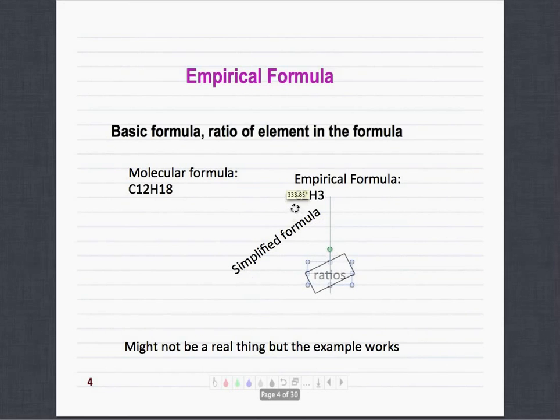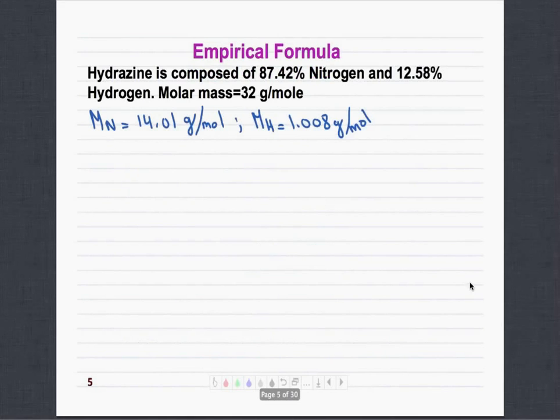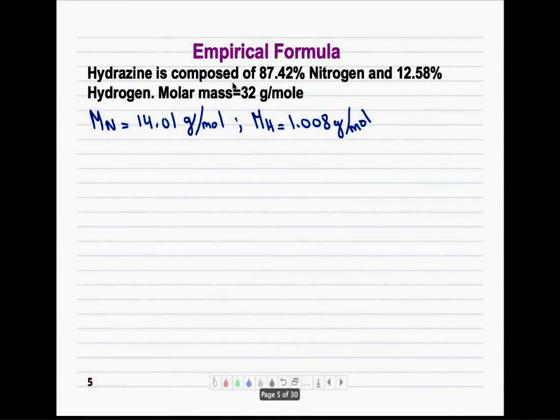Okay, let's start with an example. For example, hydrazine: I have this compound, I send it to the elemental analysis, and what I get back is that I have 87.42% nitrogen, 12.58% hydrogen, and the molar mass of this compound is 32 grams per mole. Now, how am I going to deal with that?